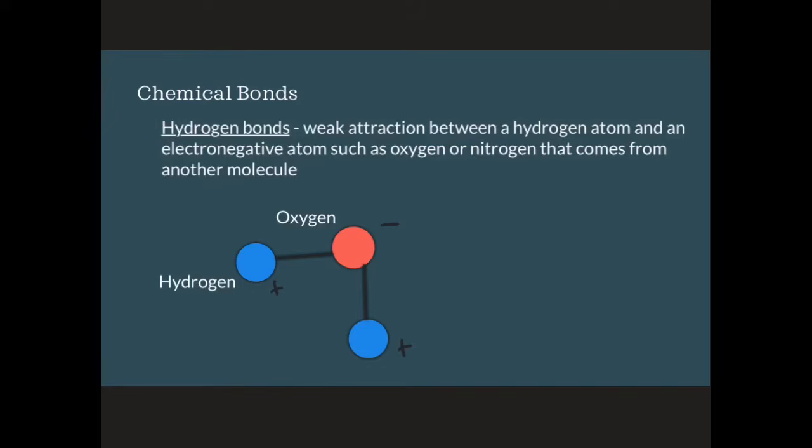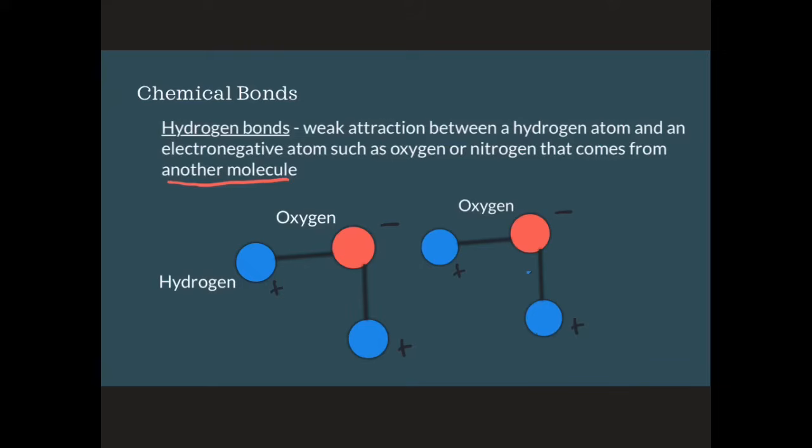So then, what is a hydrogen bond? It's important to note that the definition of a hydrogen bond shows that it's a weak attraction between a hydrogen atom and an electronegative atom such as oxygen or nitrogen that comes from another molecule. Okay, so you see that part right there. That part is a big defining part there, another molecule.